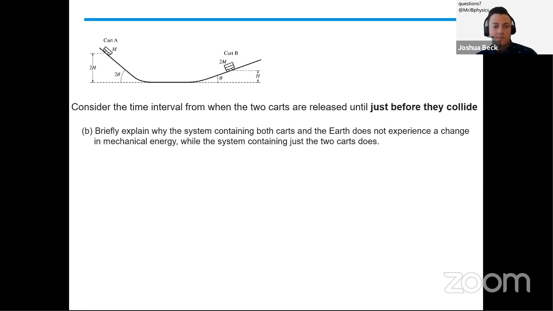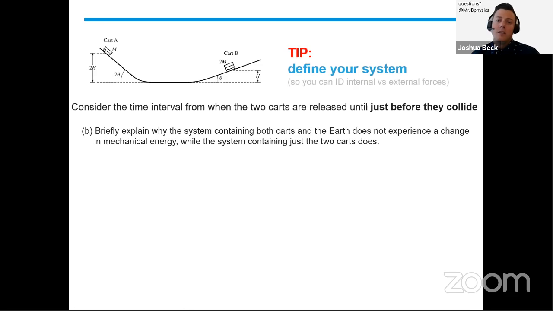Now for part B, consider the time interval from when the two carts are released until just before they collide. So not after the collision in this particular case. What I've asked is just before they collide. So this is really a question about defining your system and then identifying which forces come from within your system and which forces come from outside of your system.